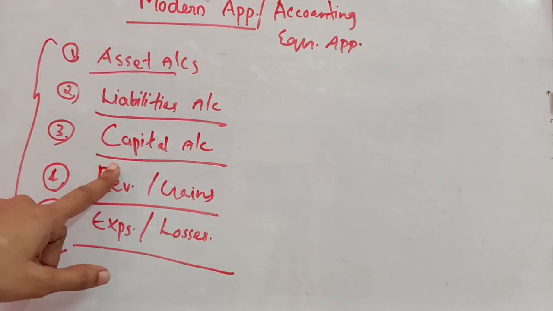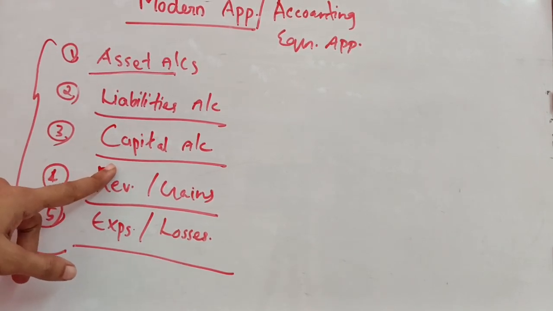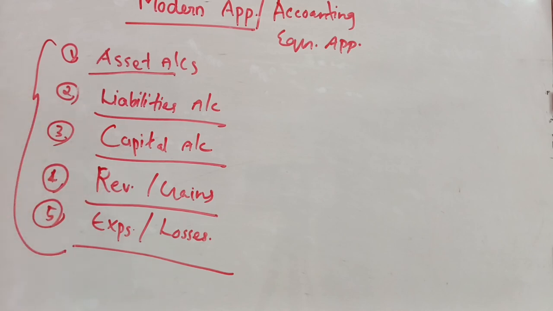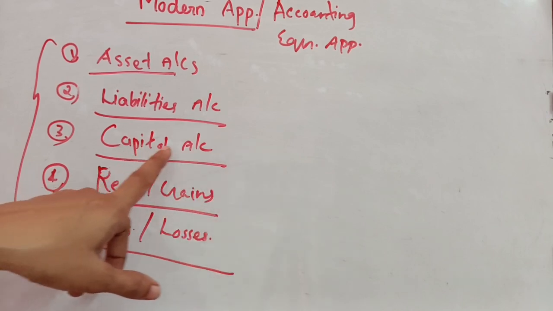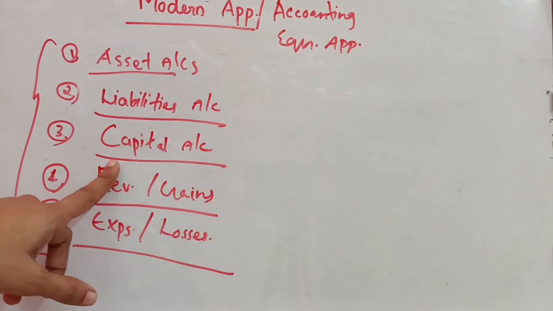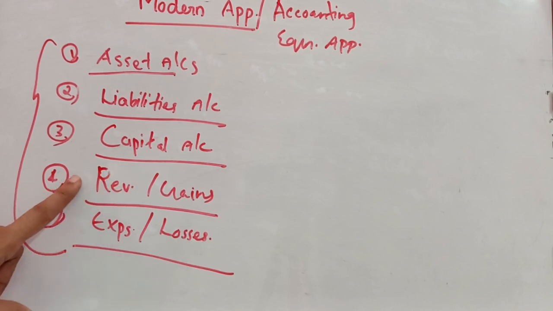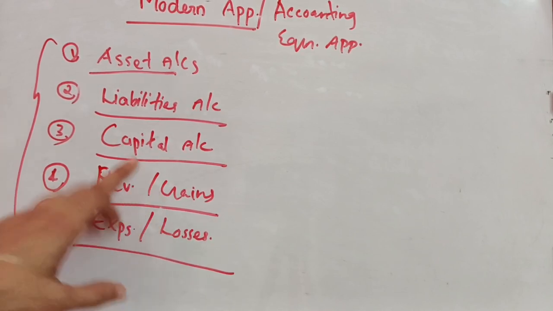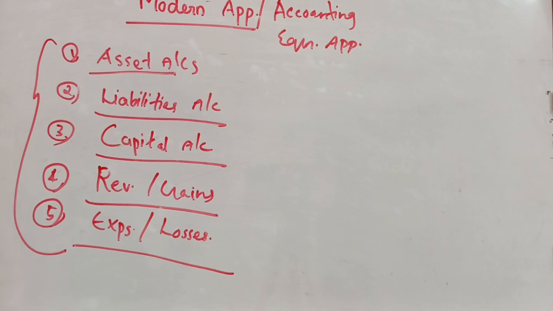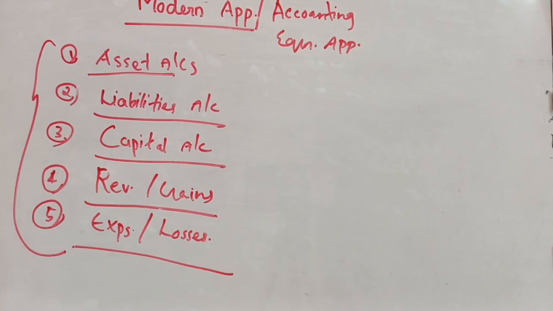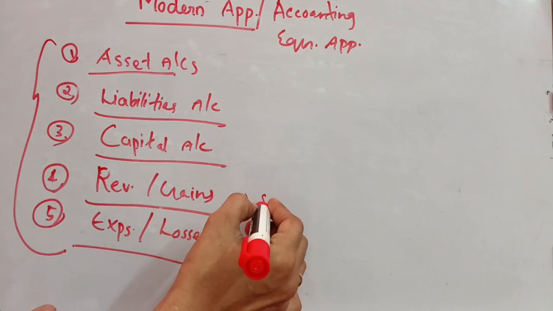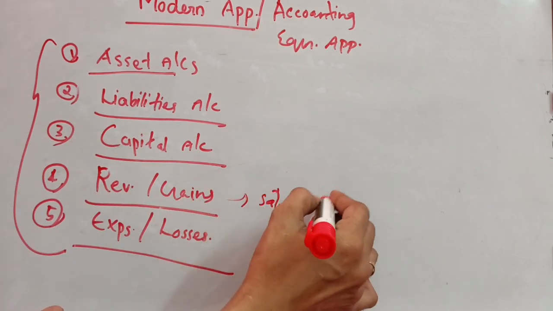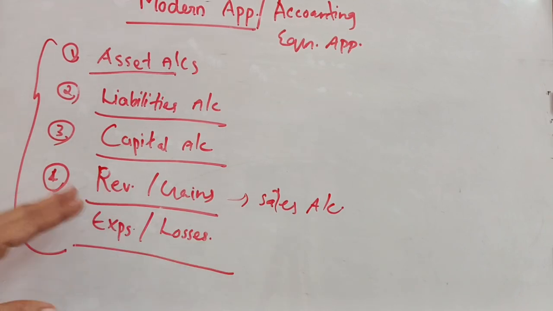Then third, it is capital account. The accounts of the partners or the proprietors who have invested money in the business are termed as capital account. That is, those who contribute capital to business, that person's account comes under capital account. Then revenues or gains account. These are the accounts of incomes and gains that the business has earned by selling its goods and services. For example, sales account, revenue account, then interest account all come under revenue or gains account.